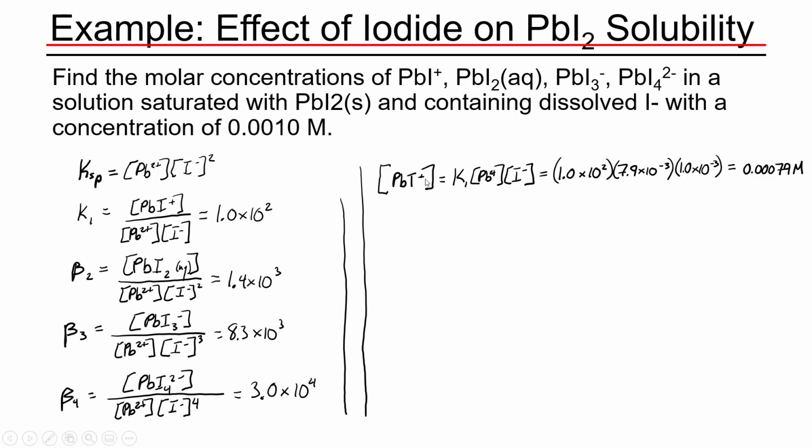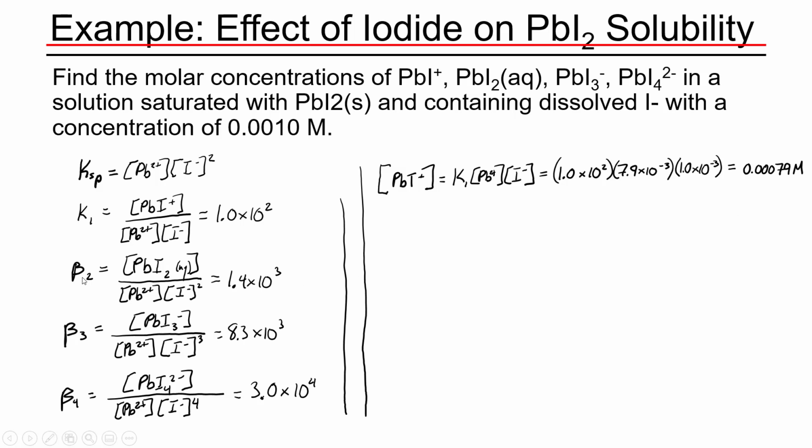The concentration of PbI+ can be solved by taking the denominator of the equilibrium constant expression and multiplying both sides by the lead-2 concentration times the iodide concentration. So the PbI+ concentration is equal to K1 times the concentration of Pb2+ times the concentration of iodide. It's equal to 1 times 10 to the second times 7.9 times 10 to the negative third times 1.0 times 10 to the negative third. And that gives us a PbI+ concentration of 0.00079 molar.